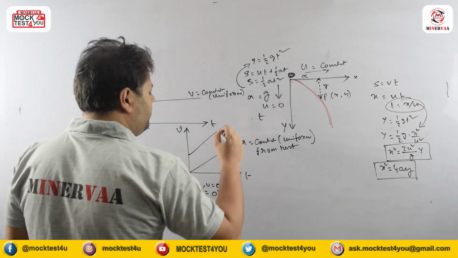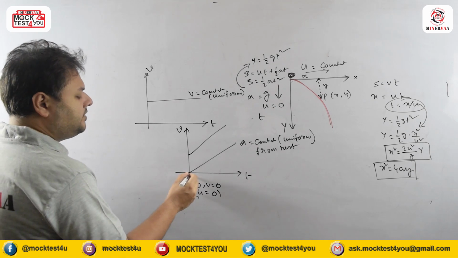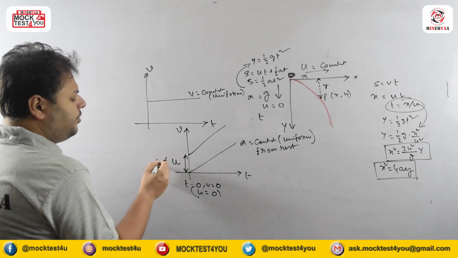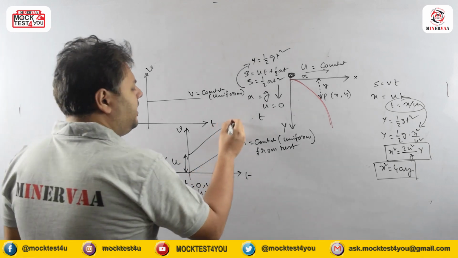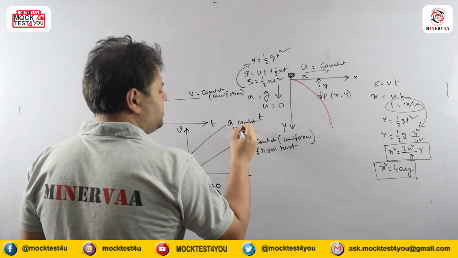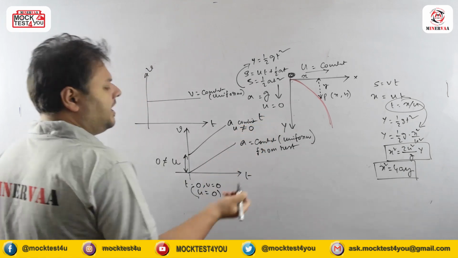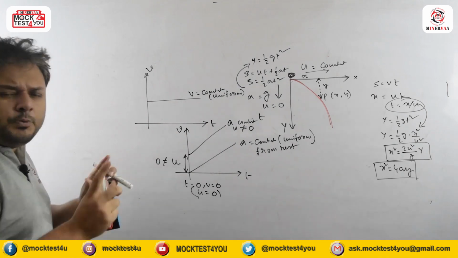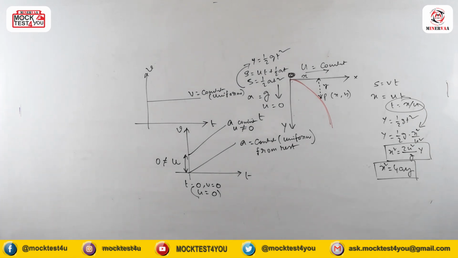Now what about this motion at t equals to 0? Definitely there is an initial velocity u which is not equals to 0. So it is also constant acceleration or uniform acceleration, but it has started definitely with some non-zero velocity. These are very, very important equations corresponding to these graphs for velocity time.